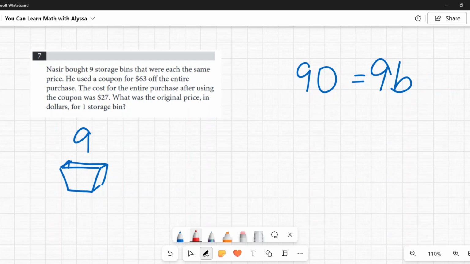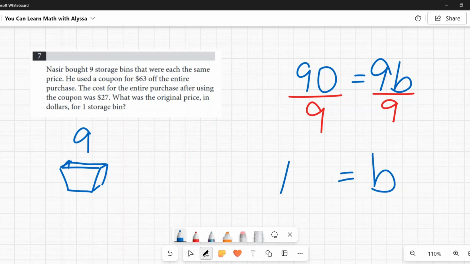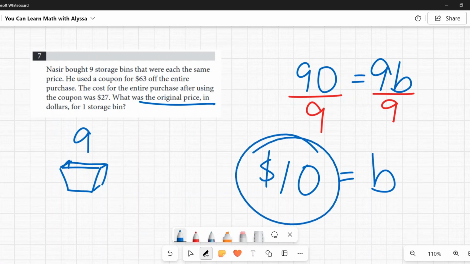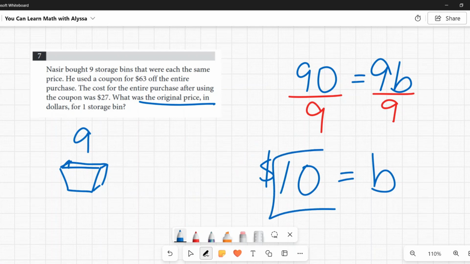To undo that, to solve for B, B is being multiplied by 9, so I'm going to divide both sides by 9. On the right, I just have that B, and on the left, 90 divided by 9 is 10. So the original price for one storage bin was $10. And this is a write-in question, so you don't have to put that dollar sign, just put in 10, but we are talking about $10.